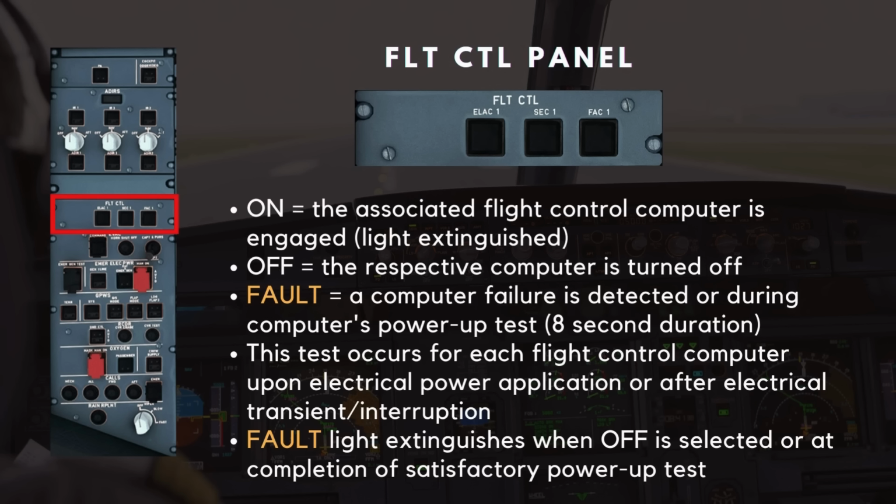A fault light illuminates when a computer failure is detected or during the computer's power-up test, which lasts for approximately 8 seconds. This test occurs for each flight control computer upon electrical power application or after an electrical transient interruption. The fault light extinguishes when off is selected or at the completion of a satisfactory power-up test. A computer can be reset by turning it off, then on.